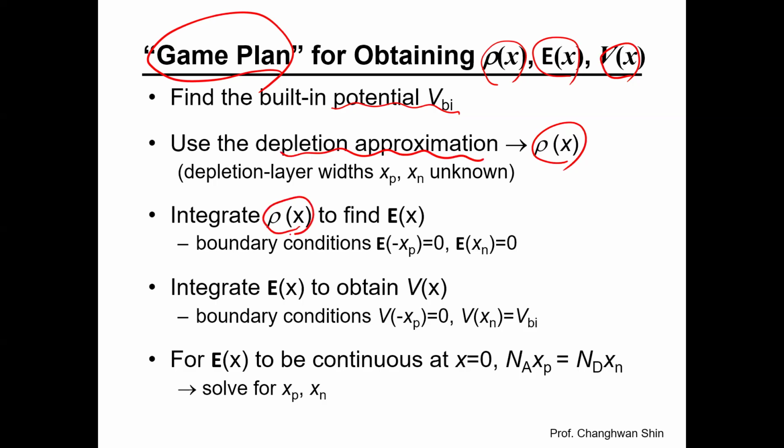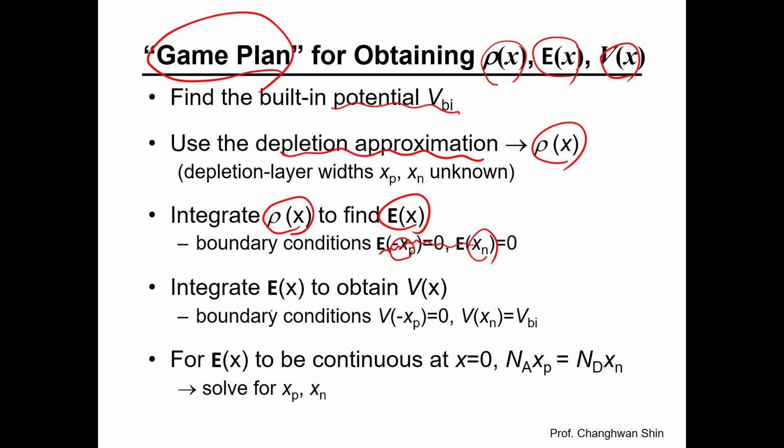And with the charge density in hand, we will integrate to find the electric field E of x, applying the boundary conditions that the field must go to zero at the edges of the depletion region, at x equals minus xp and x equals xn. This makes physical sense because beyond the depletion region, the semiconductor becomes electrically neutral again.